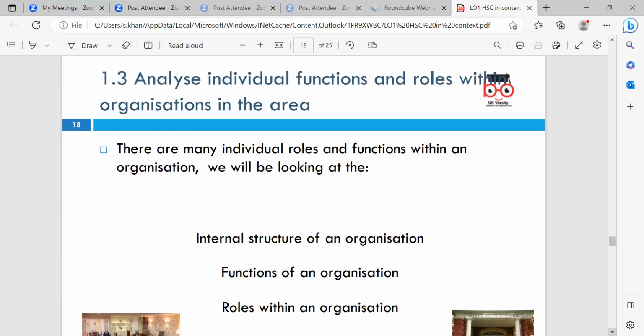They have Dementia UK, they have Age UK. So these kinds of charities will help that specialist area. 1.3, analyze individual functions and roles within organizations in that area.